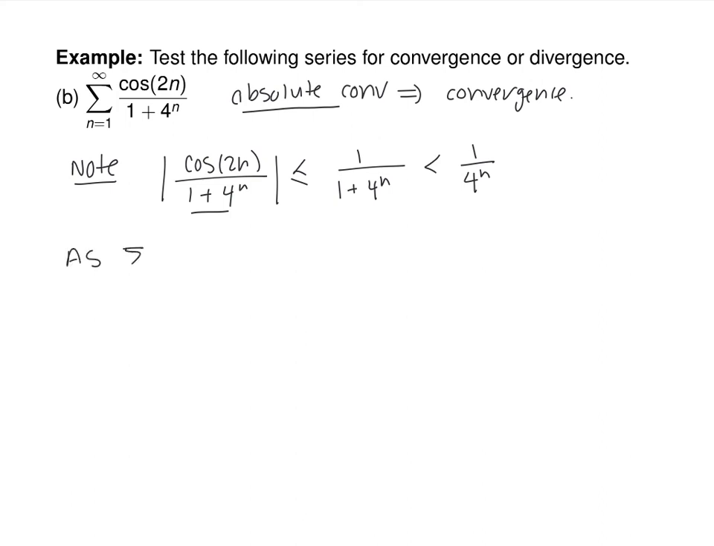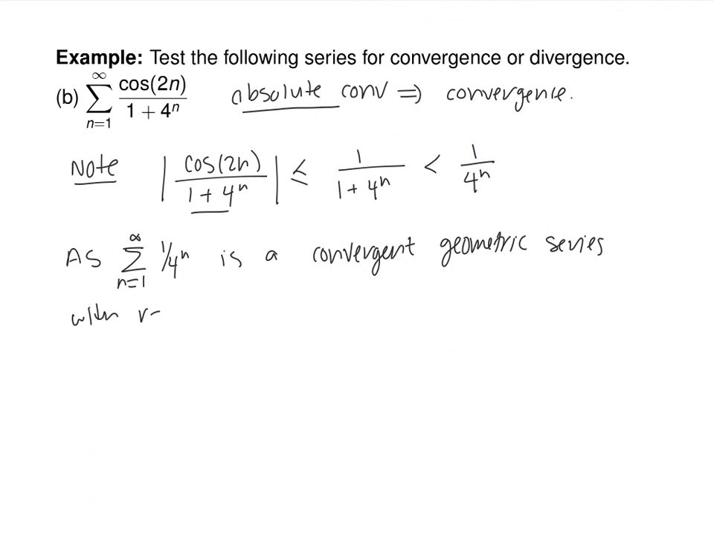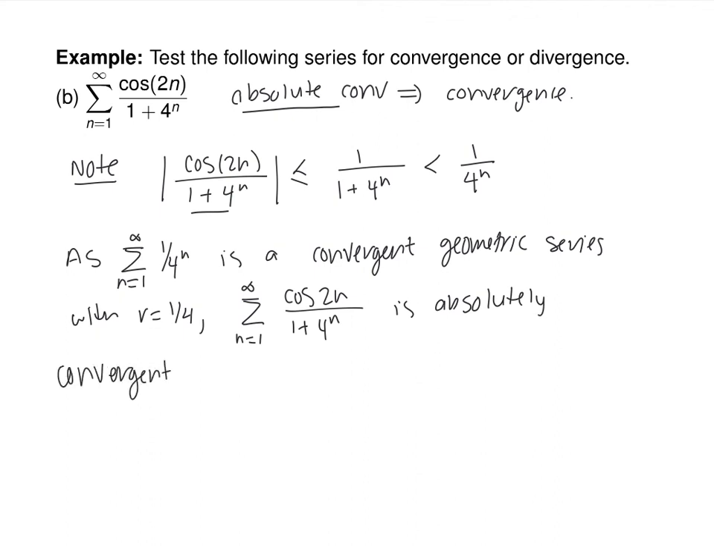And as the sum from n equals 1 to infinity of 1 over 4 to the n is a convergent geometric series with r equal to 1/4, the sum from n equals 1 to infinity of cosine of 2n over 1 plus 4 to the n is absolutely convergent and therefore convergent by the direct comparison test.